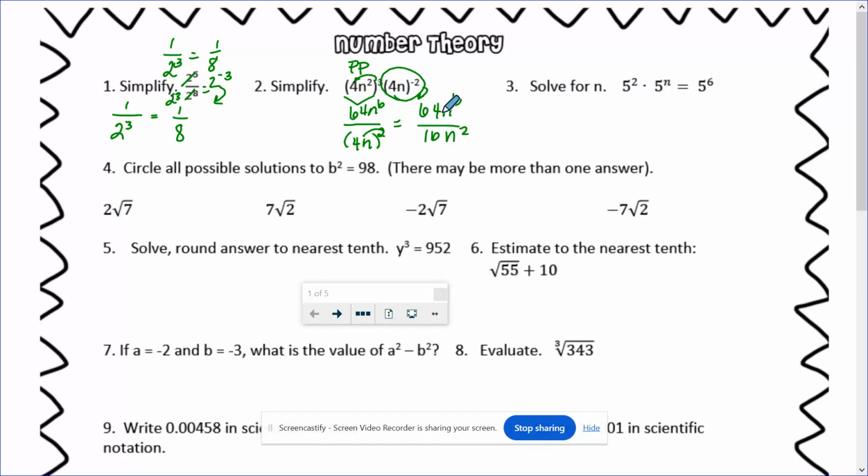Let me double check. I'm pretty sure I know what it is, but I do make mistakes, so I'm just double checking. 16 goes into 64 4 times. 16 goes into 16 once.